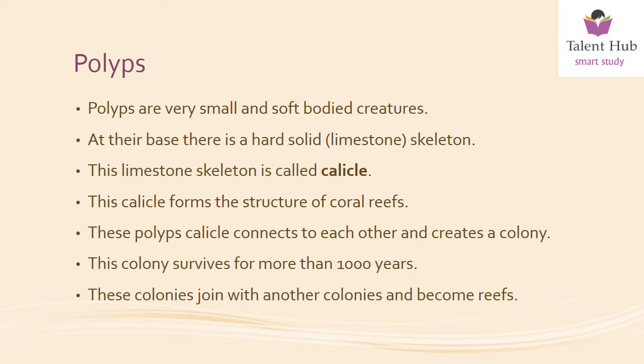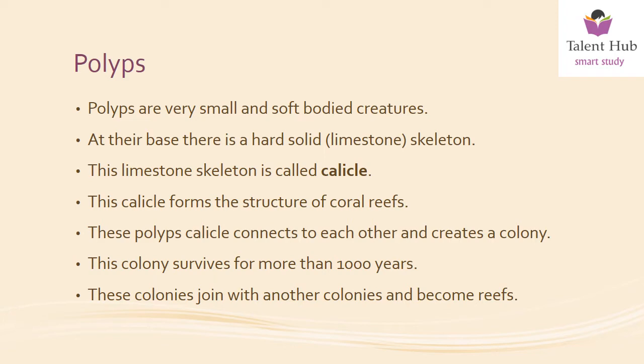Okay, this calicle forms the structure of coral reefs. So basically, structure of coral reefs is made up of these calicles. These polyps' calicles connect to each other and create a colony. So these calicles connect to each other and they create a big colony. Okay, and this colony is much bigger. It is around 1200 miles, more than 1000 miles. And this colony survives for more than 1000 years. This is also an interesting thing, that this colony survives for more than 1000 years.